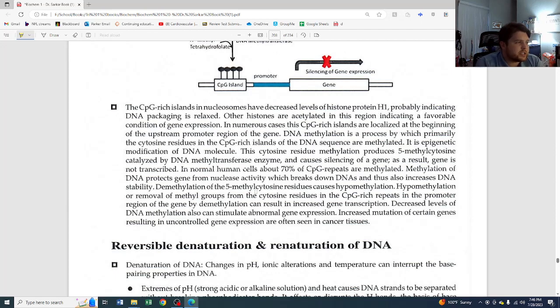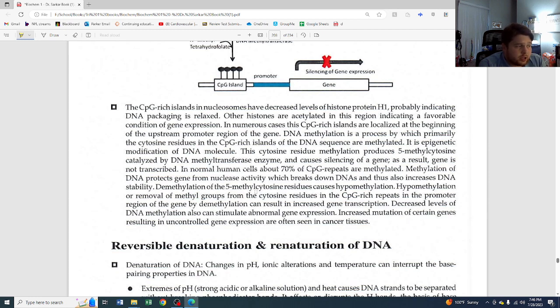The CpG-rich islands in nucleosomes have decreased levels of histone protein H1, probably indicating DNA packaging is relaxed. Other histones are acetylated in this region, indicating a favorable condition for gene expression. In numerous cases, these CpG-rich islands are localized at the beginning of the upstream promoter region of the gene.